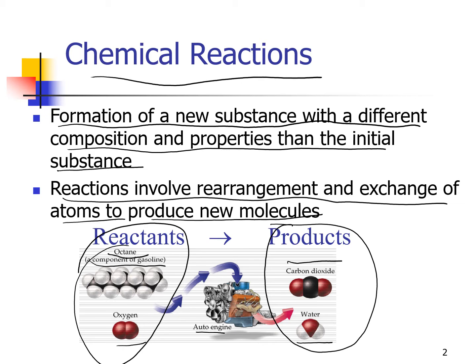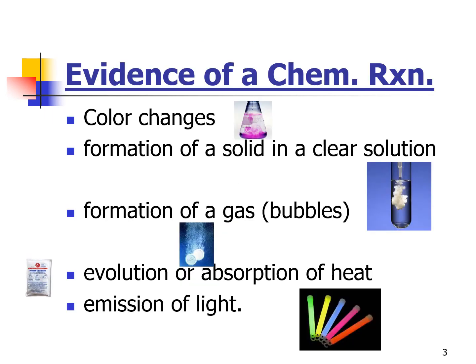The products, carbon dioxide and water, have different properties than the reactants, octane and oxygen. So we can see we created new compounds by seeing how the atoms rearranged and also by how they behave. This is a list of physical evidence that indicates a chemical reaction has occurred.